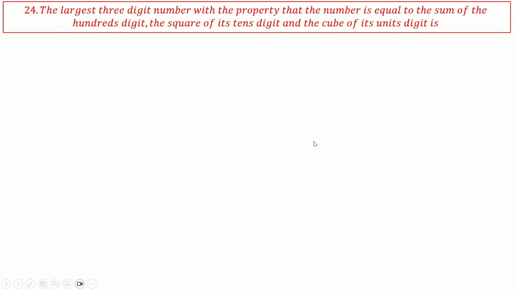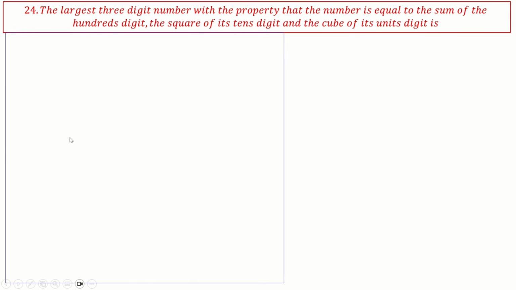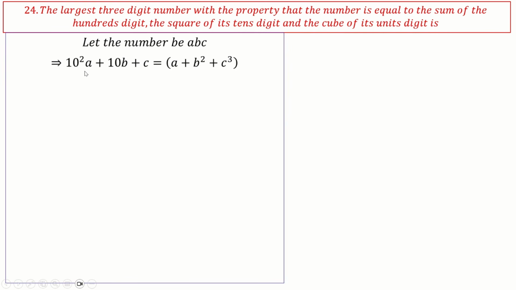So next, the largest 3-digit number with the property that the number is equal to the sum of the hundreds digit, the square of the tens digit, and the cube of its units digit is. Okay, so this is similar to one problem which they gave in the digits. You will call the number ABC. Now the actual number's decimal expansion is 100A plus 10B plus C, which is equal to the sum of the hundreds digit, which is A, the square of the tens digit, B square, and the cube of the units digit, C cube.